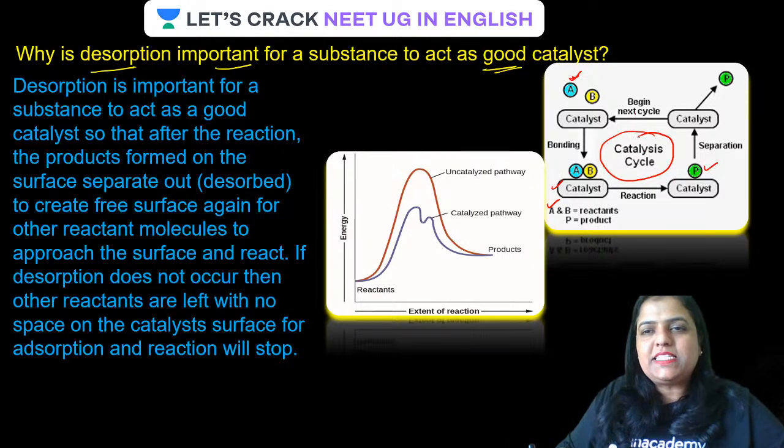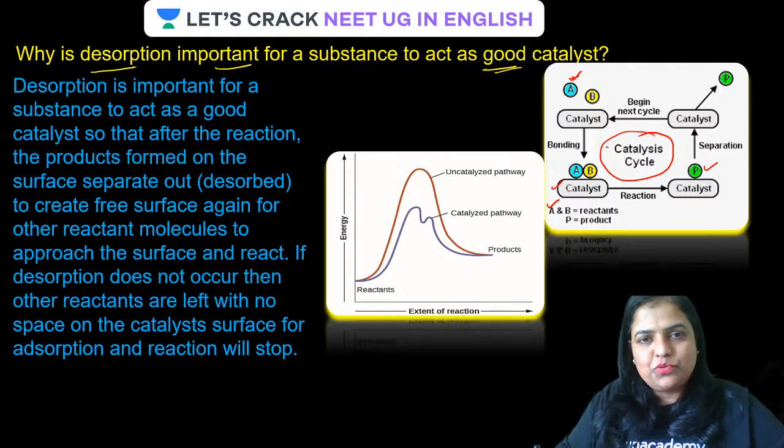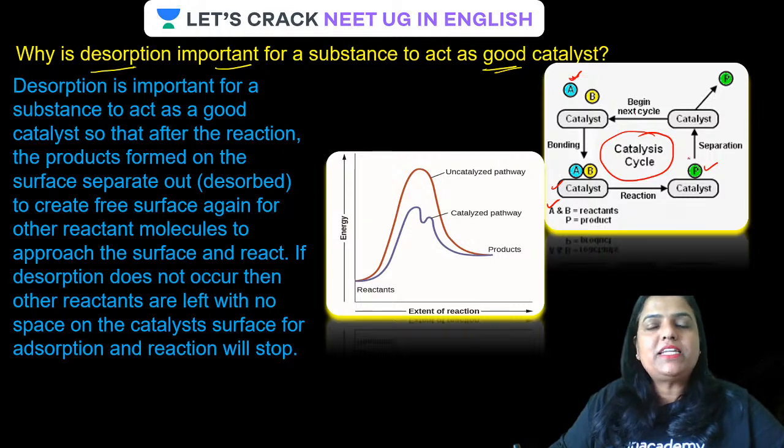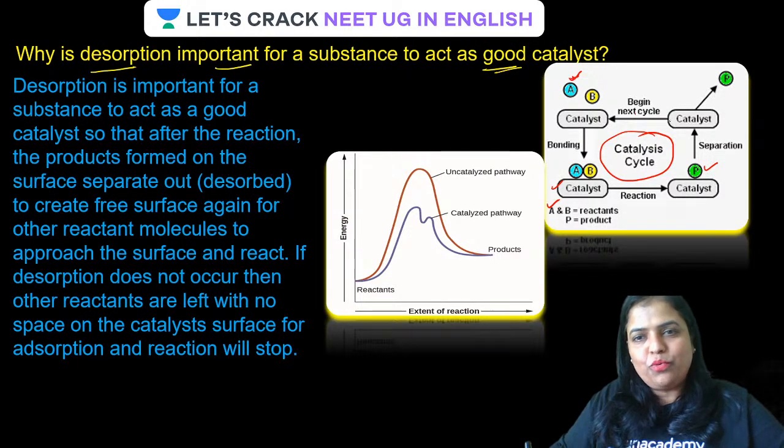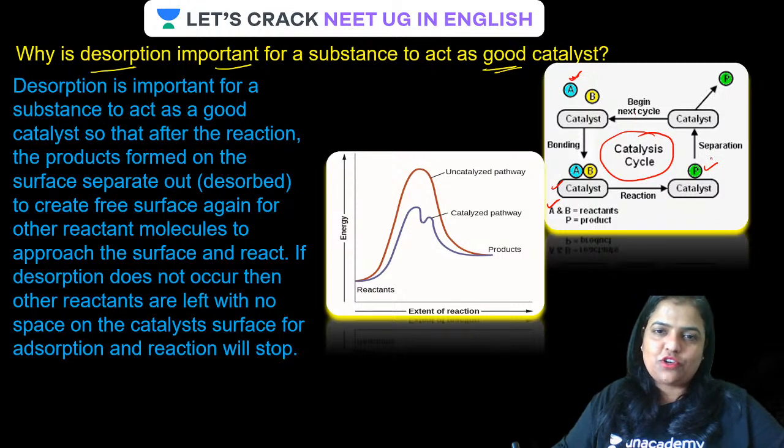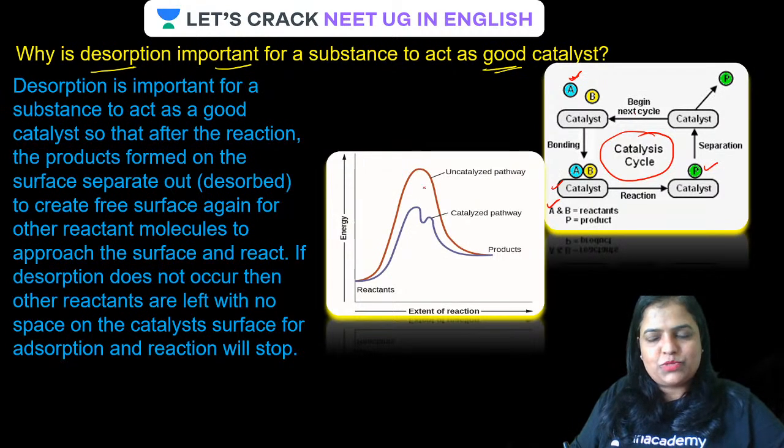Catalysis cycle. What do we call this? Catalysis cycle. This cycle has to continue in order for more reaction to occur. If the product is not going to desorb from the surface, the reaction will stop because no new A and B will be able to adsorb on its surface.